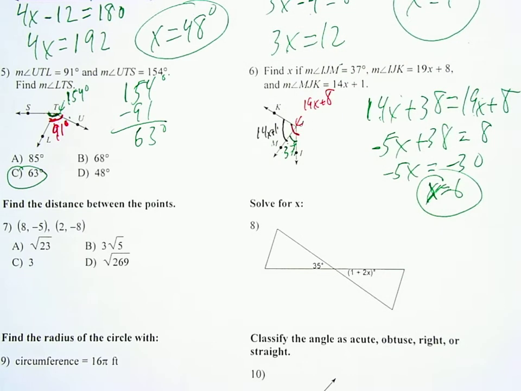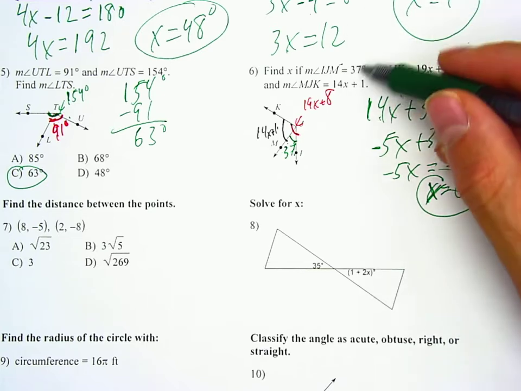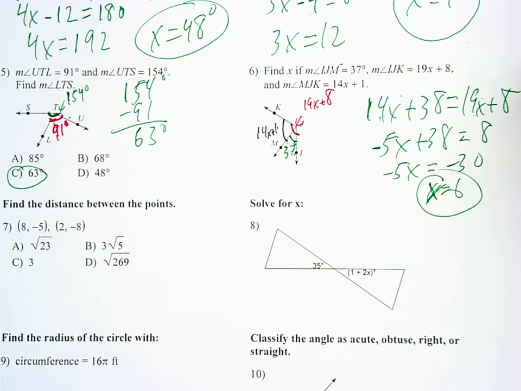So 6 times 14 plus 1 is 85. And then 19 times 6 plus 8 is equal to 122. So these two angles add up together to make 122. In other words, 37 plus 14 times 6 plus 1, 122 degrees. It might be useful to check your work there. Not required, however. I just asked for you to solve for x, so that's all that's required on the question.